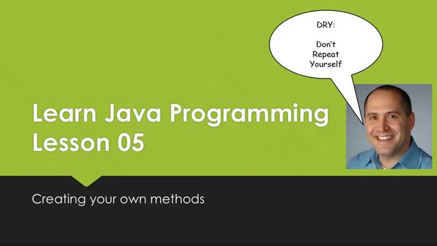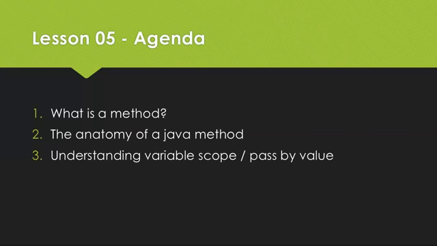In this lesson, we'll learn to create our own methods. In the last lesson, if you remember, we learned about objects and classes. Objects consist of state and behavior. The state was represented as properties and the behaviors were represented through methods.